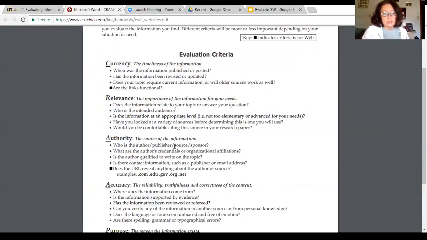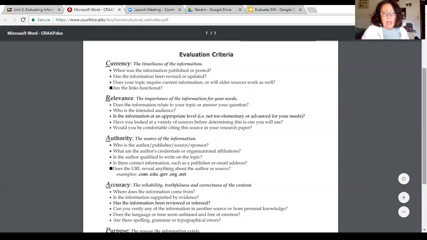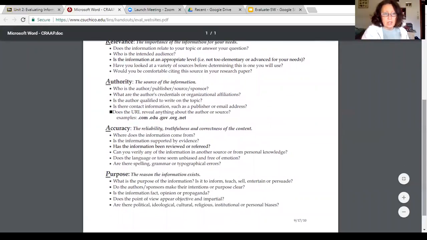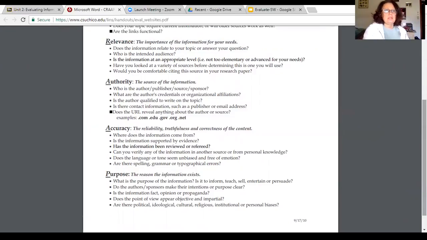But also look, this is something that a lot of students skip: who is the publisher or sponsor? You need to go a little deeper with that to see who the true authority is. And of course, looking at the URL is important too. How accurate is it? And what is the purpose? Is it to give information, or is it propaganda, trying to persuade you one way or the other, or is it trying to sell you something?